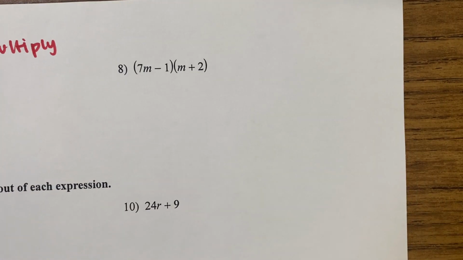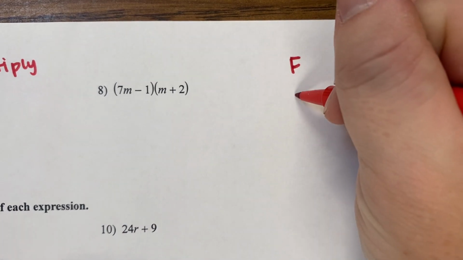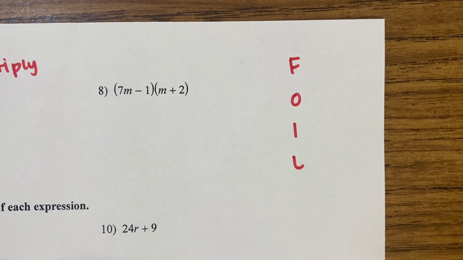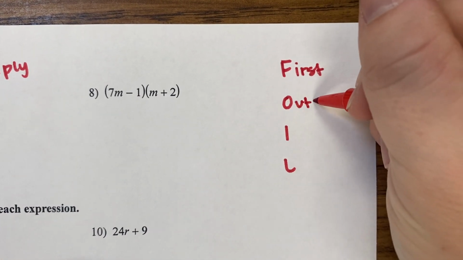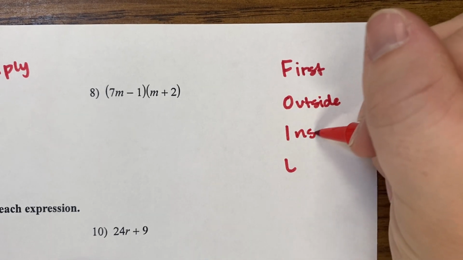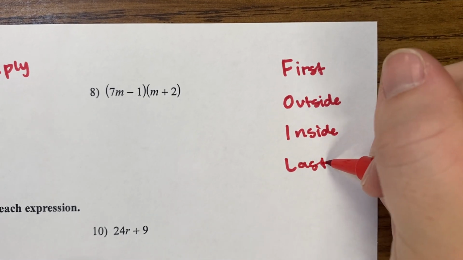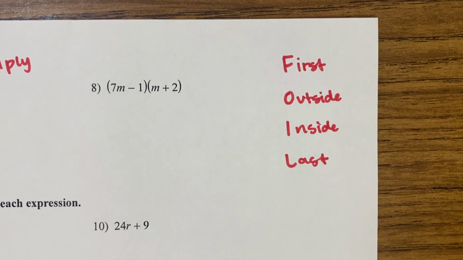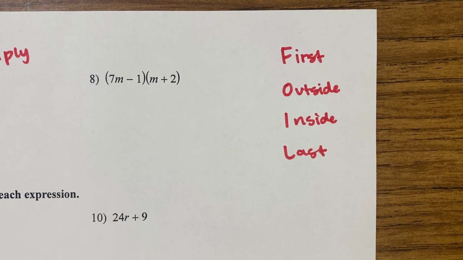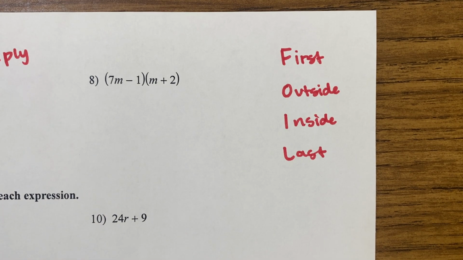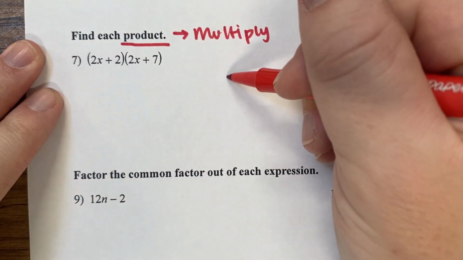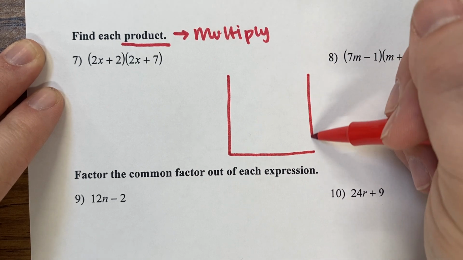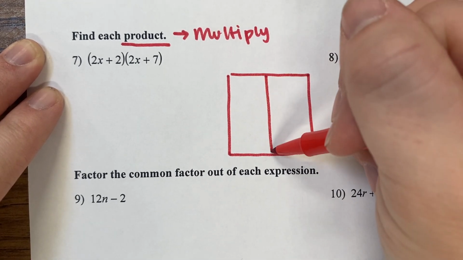Okay, the first method, which we'll write over here, if you remember it, was FOIL. Okay, well, FOIL stands for first, outside, inside, and last. First, outside, inside, and last. Okay, so the other method that we use, and we'll use it on number 7 just to give us some more room, was the box method. The box method is literally where you draw yourself a box with 4 squares.